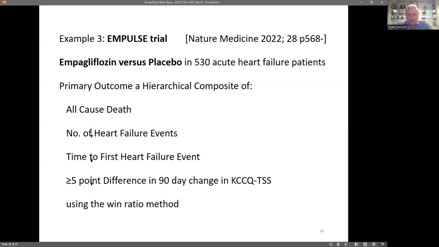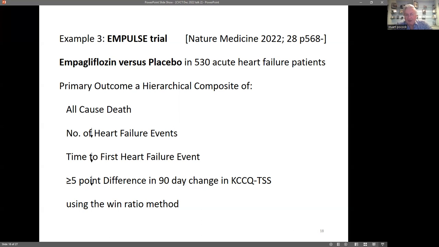All-cause death, top of the list, as it should be. The number of heart failure events occurring; they had a definition for events, but I won't get bogged down in what that was at this point. And if the number of heart failure events was the same for any pair of patients, then it's the time to the first heart failure event instead. And if patients were tied on all three of those, then you untied any pair of patients based on their KCCQ total symptom score, the quality of life score overall.